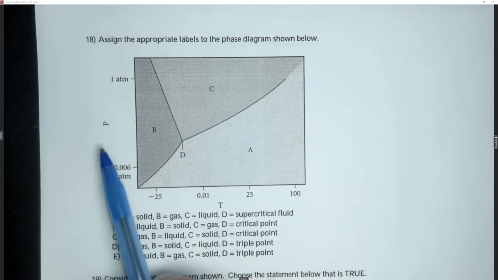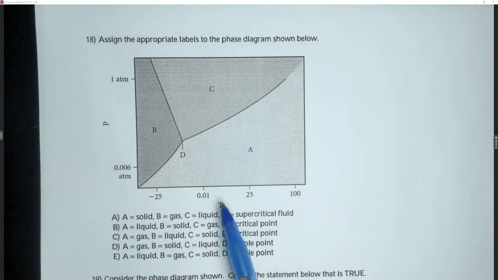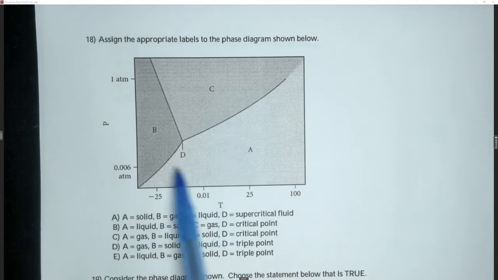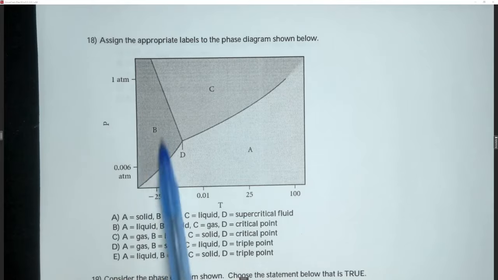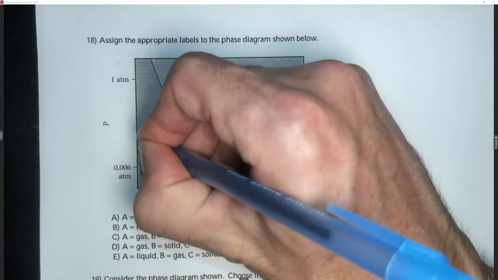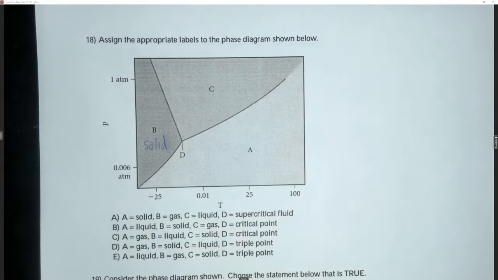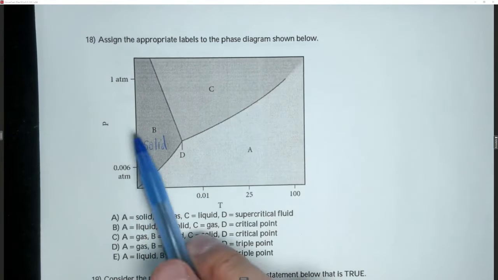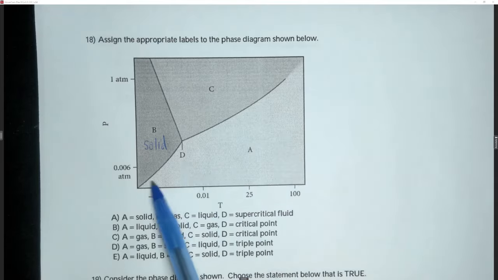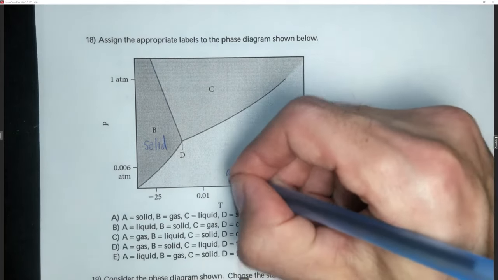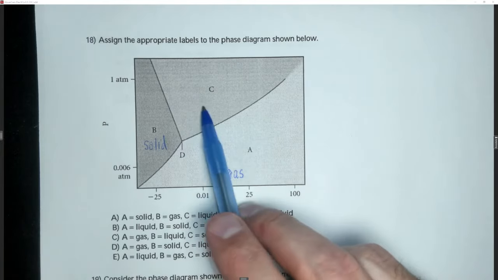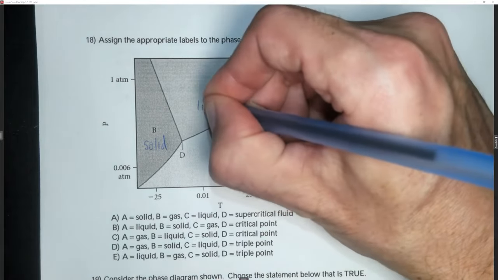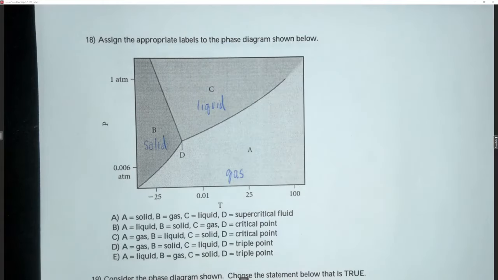First of all, notice that a phase diagram has pressure on the y-axis and temperature on the x-axis. So at very low temperatures and moderate pressures, anything except extremely low pressures, you're going to find a solid. At higher temperatures and very, very low pressures, you're going to find a gas. And at intermediate temperatures and pressures, you're going to find a liquid.